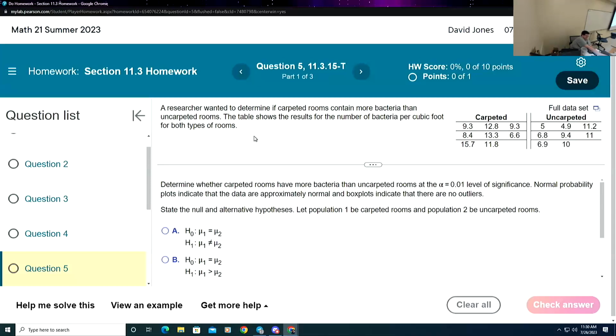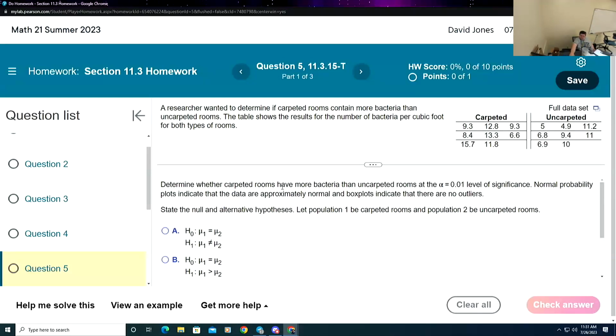They have the data, and the samples are the same size. Even though the samples are the same size, it doesn't mean that they're paired. There's no reason to think you're pairing a carpeted room with a room that's uncarpeted. In fact, what would they have in common? You'd have to have this many buildings where one room is carpeted and one room isn't.